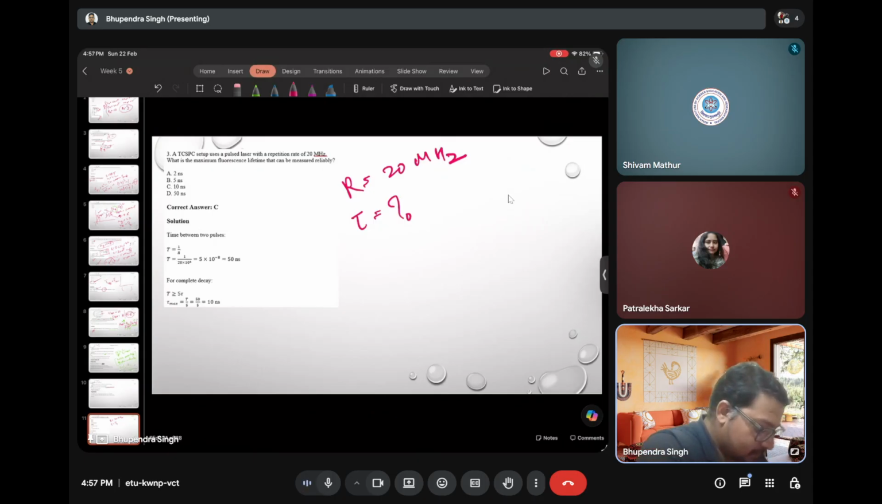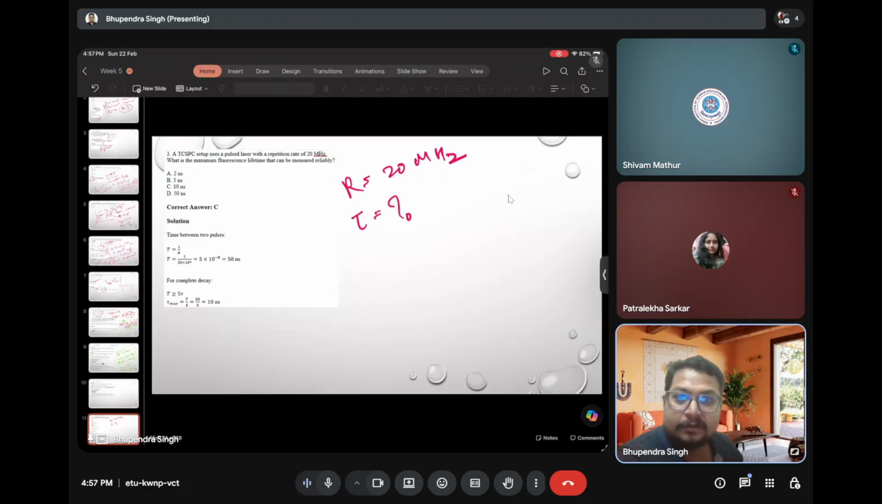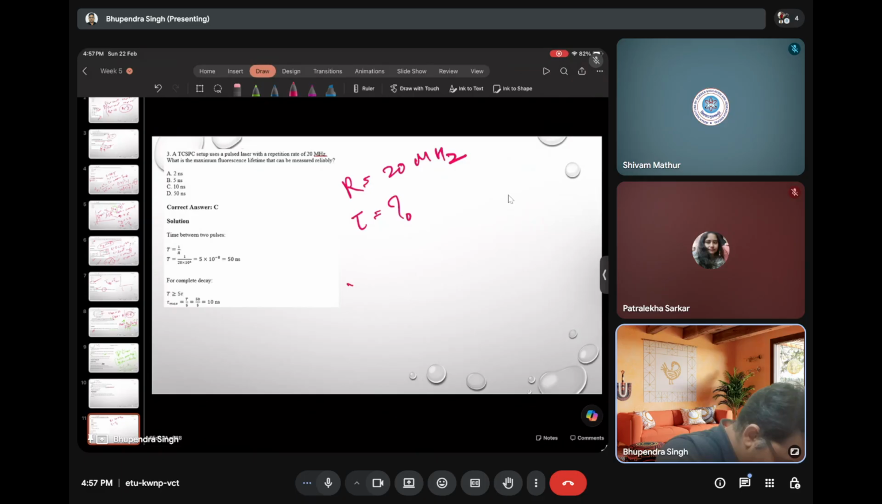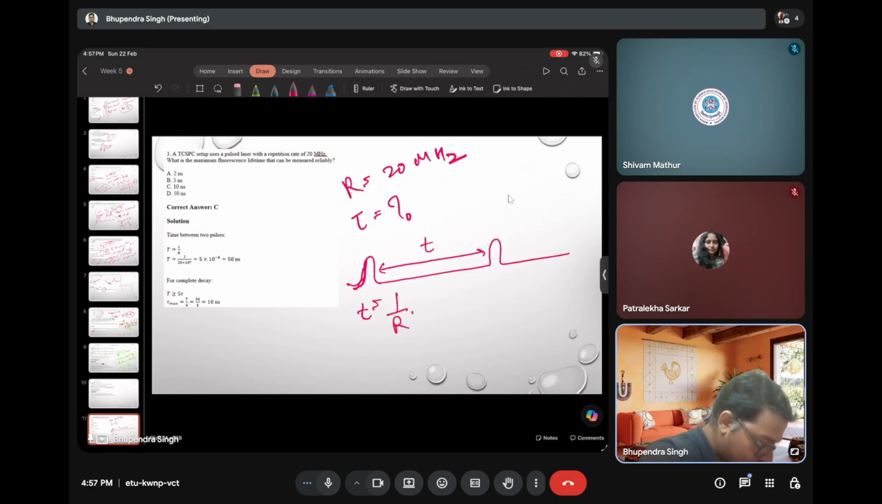If the repetition rate is 20 megahertz, then by this information you can calculate the time between the two pulses. This is the repetition rate you got. Now you can calculate the time. This time can be calculated by 1 upon R, so divide by this 20 megahertz.